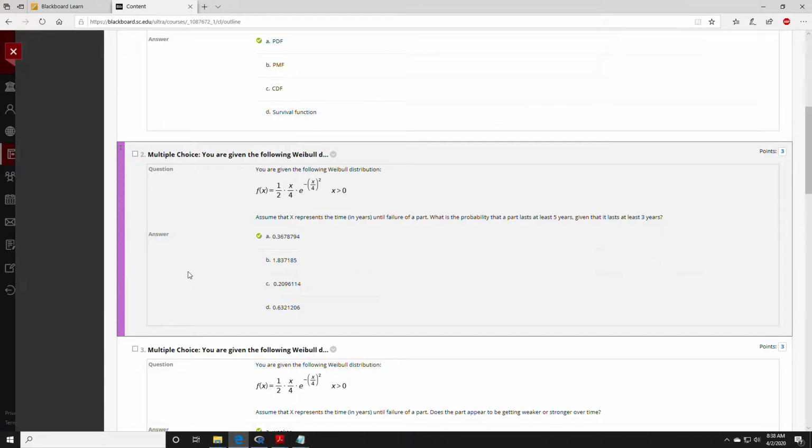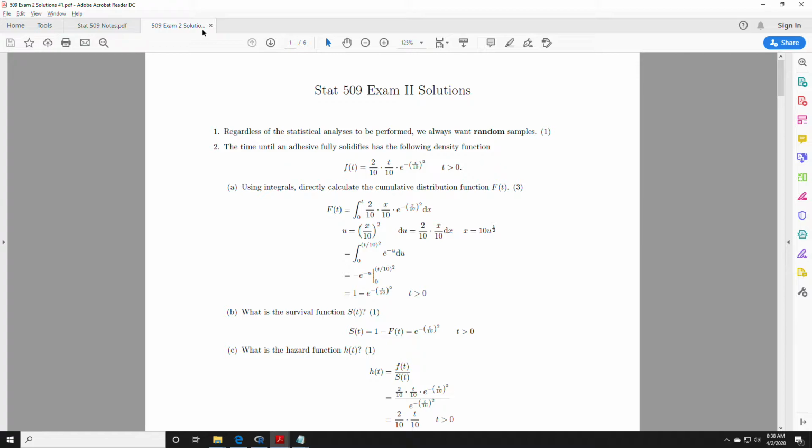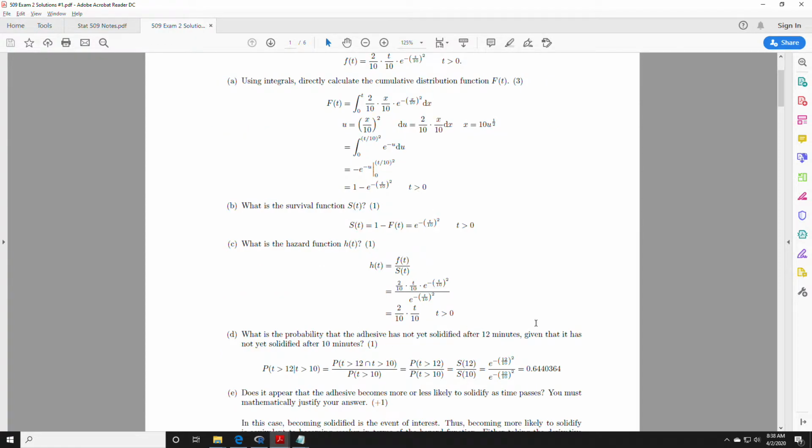Okay, so for this one, we again have the exact same Weibull distribution. This time we're saying it's time till failure, and we want the probability that a part lasts at least 5 years, given that it lasts at least 3 years. So on one of the previous, I think exam 2 number 1, we have a pretty much exact same question right here. You know, probability that it's greater than 12, given that it's greater than 10, right? In this case, we just have 5 and 3. And so we use our basic probability rules to get here.